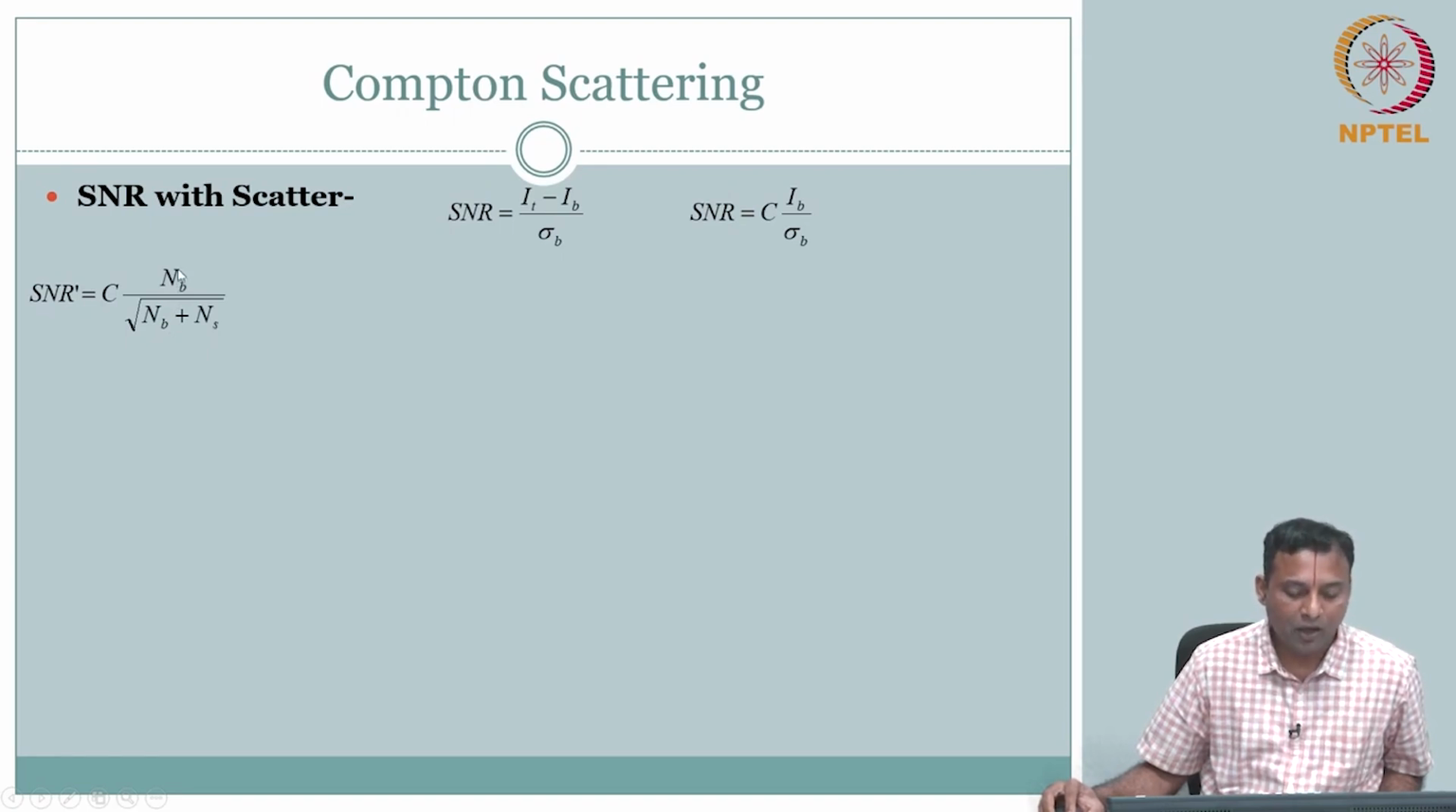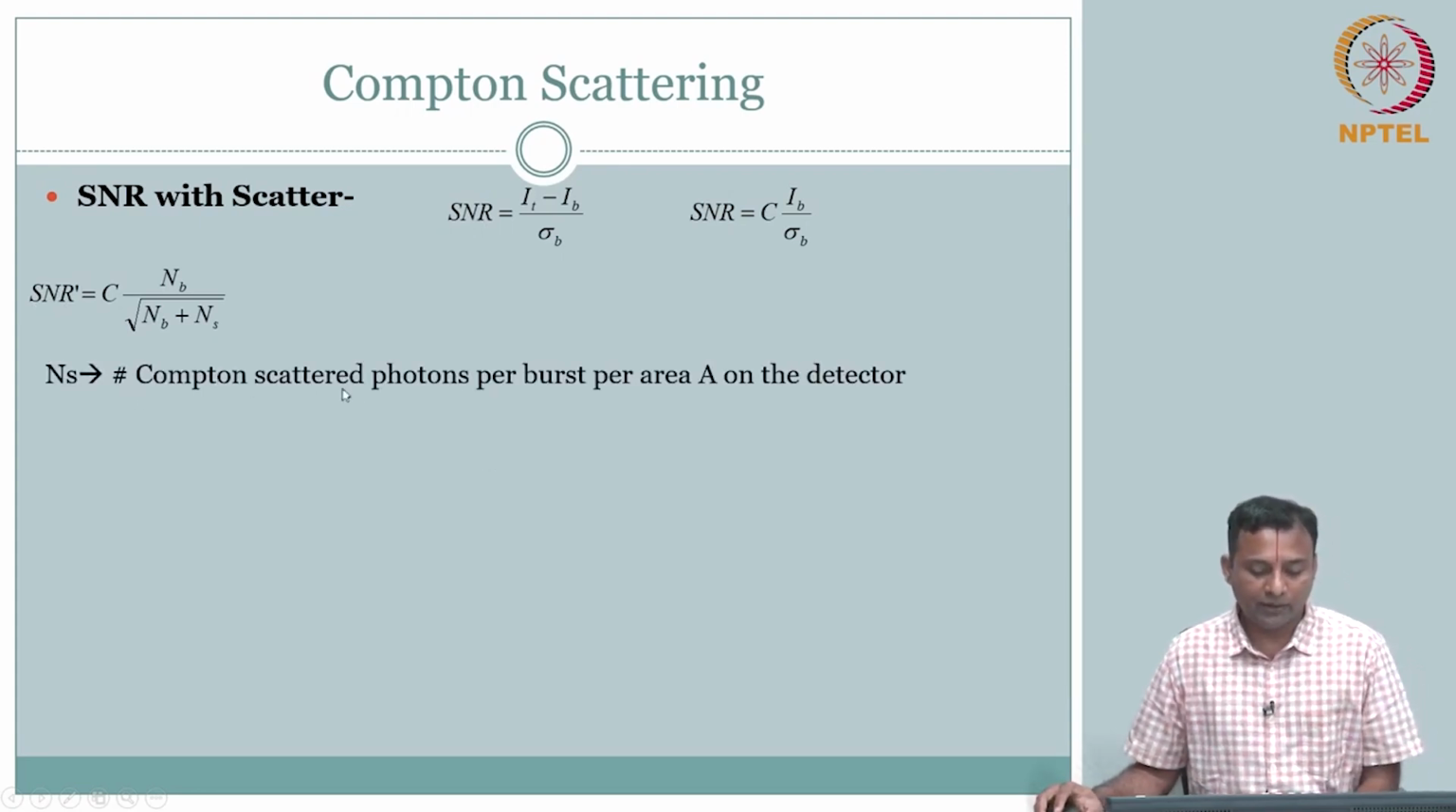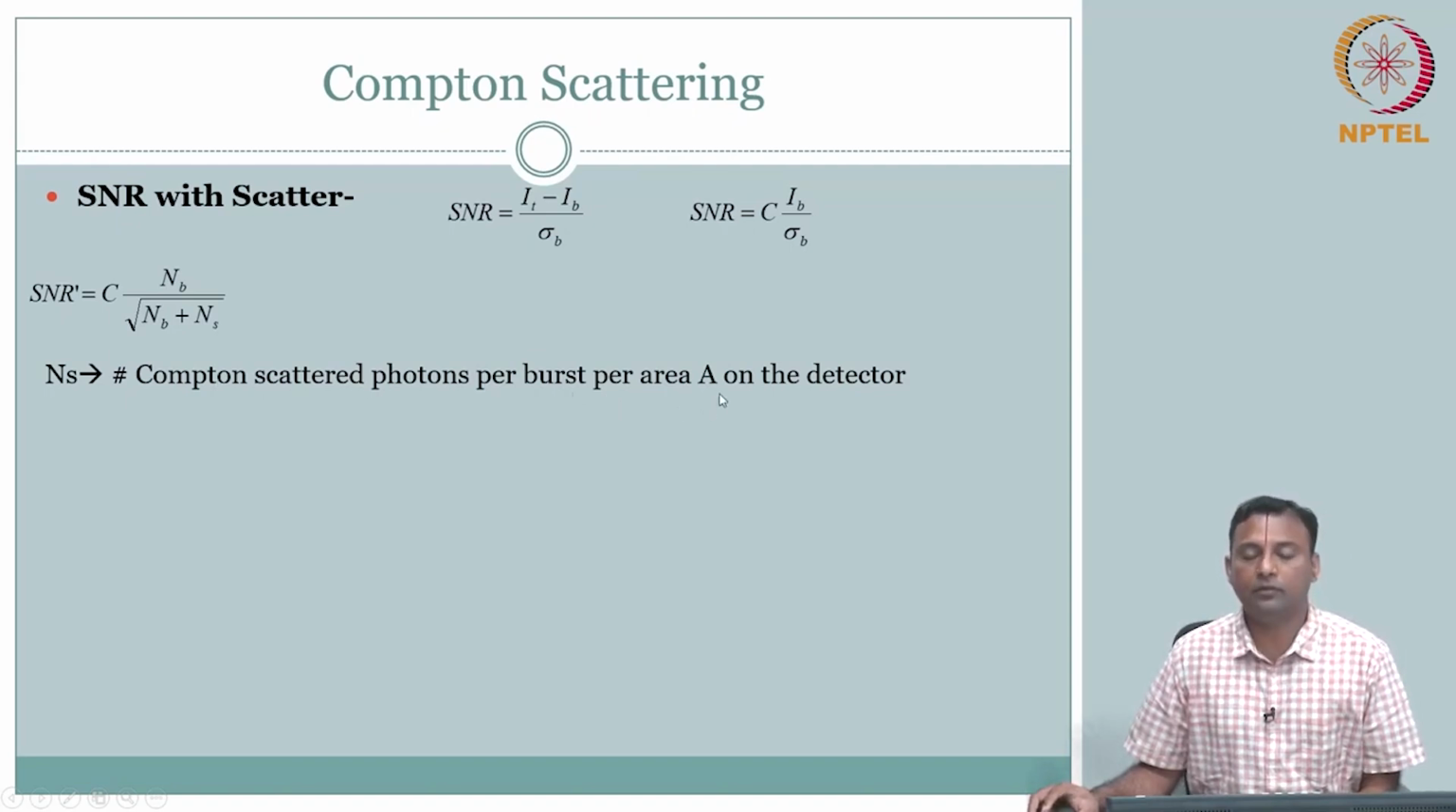Of course, this is not in a convenient form. It is capturing the effect, but it is not convenient. What do I mean by convenient form? I need it in terms of some ratio, so we can quickly look at the relationship between SNR dashed and SNR. We said that the Compton scattering reduces the SNR. So, this is the new SNR with Compton scattering included, and we need to see this SNR dashed in terms of SNR. NS is the number of scattered photons per burst area A on the detector. So, this is the number of Compton scattered photons.